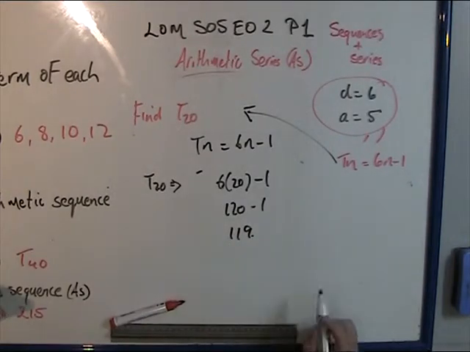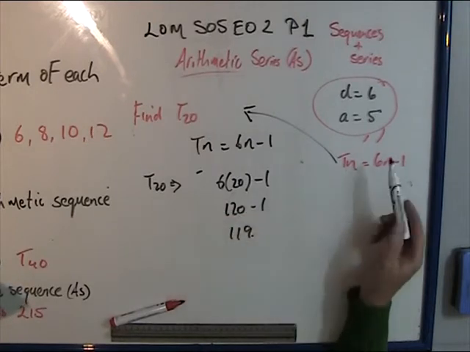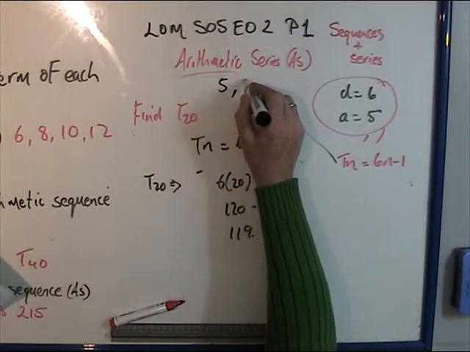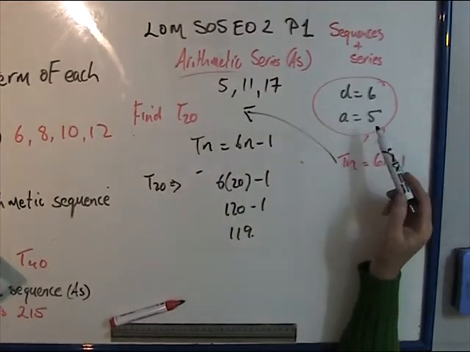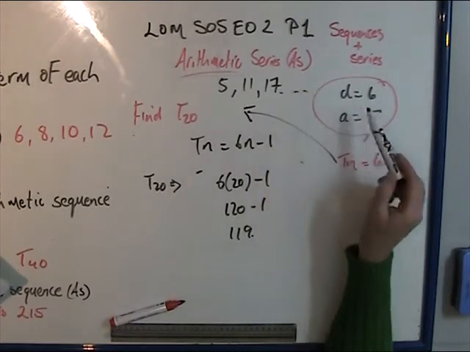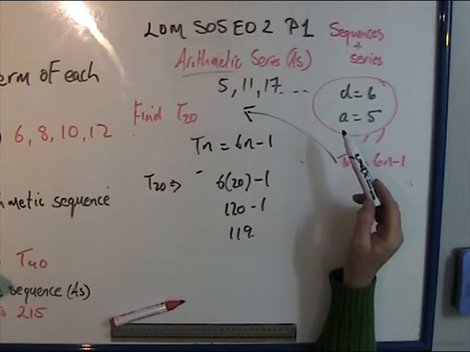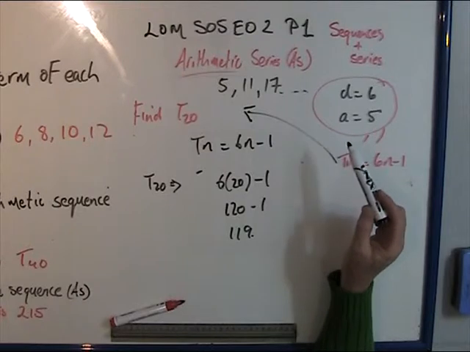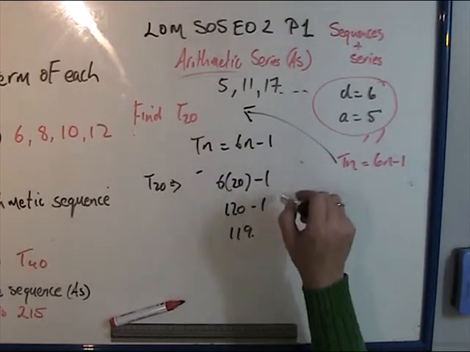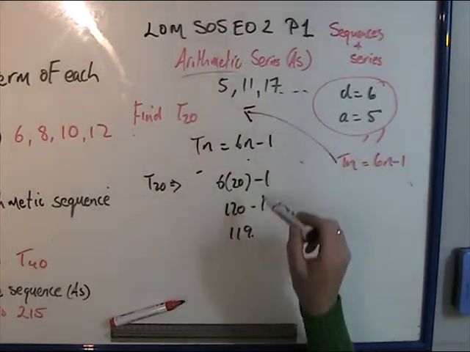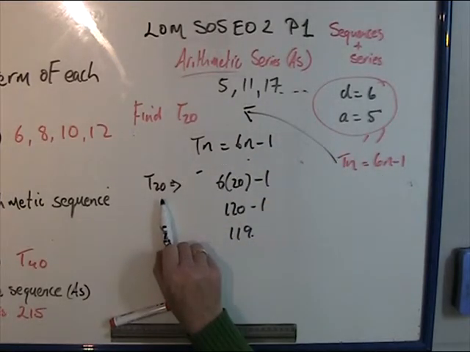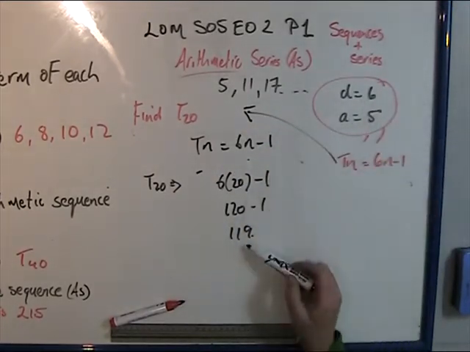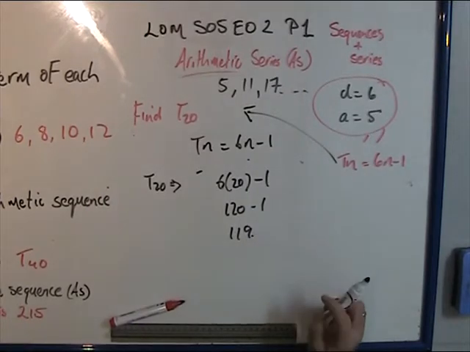So now you've seen that from the original question, which was 5, 11 and 17, through the arithmetic sequence formula, you can derive a nice little formula to suit that series, and you can put in your terms. You can find out what the 20th term along here is. You understand? The 20th term will be 119.